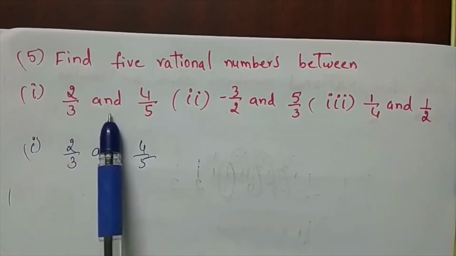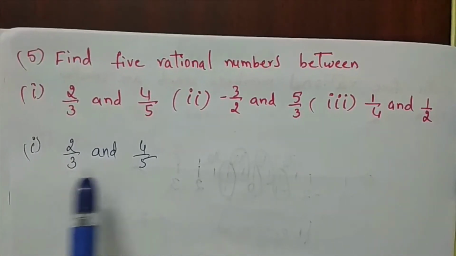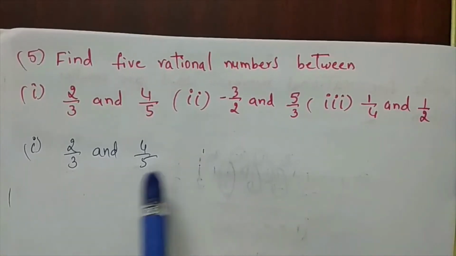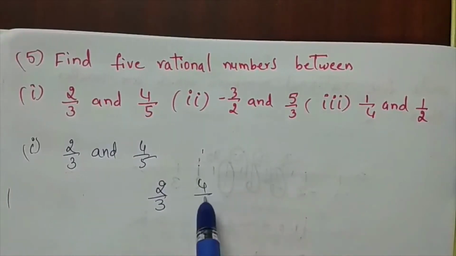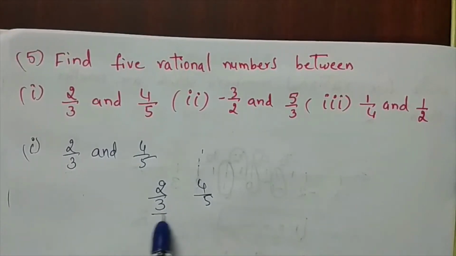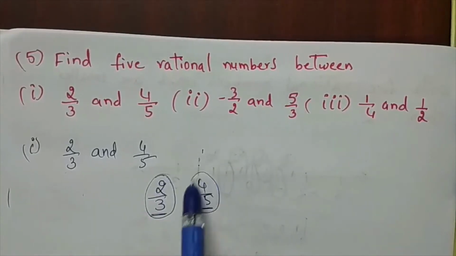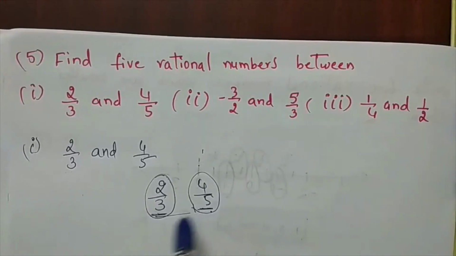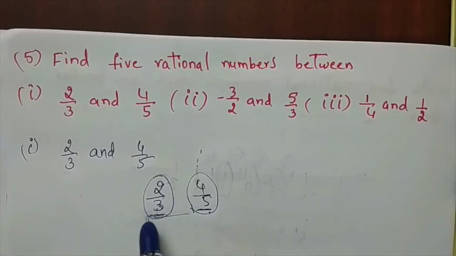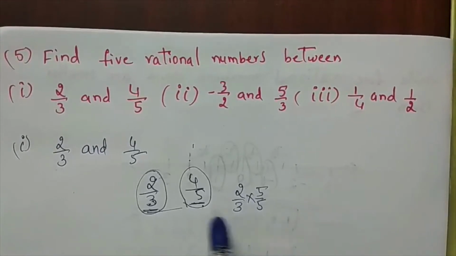Let's begin with 2 by 3 and 4 by 5. So we have to find 5 rational numbers between 2 by 3 and 4 by 5. So, first step is we have to convert these rational numbers into rational numbers with same denominator. Okay, so the easy step is we can multiply 2 by 3 with 5 by 5, the denominator of other rational number.